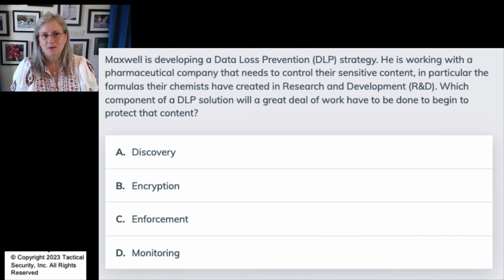Test taking tips. What is the key word or words in the question? That'll help us get in the right direction to the right answer. If we can find the key words in the question, it's a lot easier to answer the question. So they're looking for protecting sensitive content. Okay, so we know that it's intellectual property or something of that sort, especially since it's their formulas. So that would be intellectual property. The key word in this question, I think, is actually the word begin.